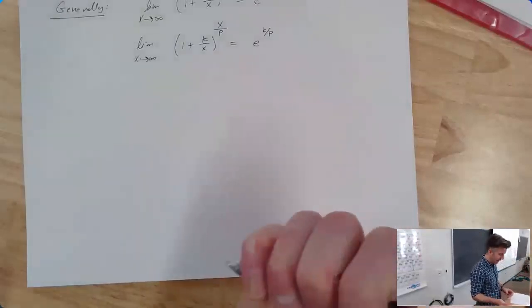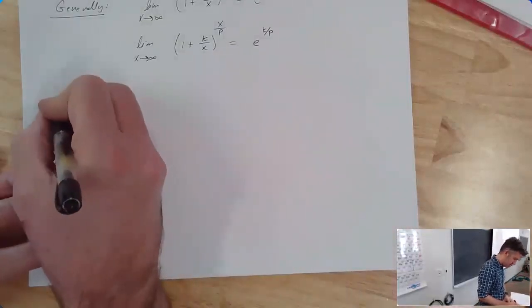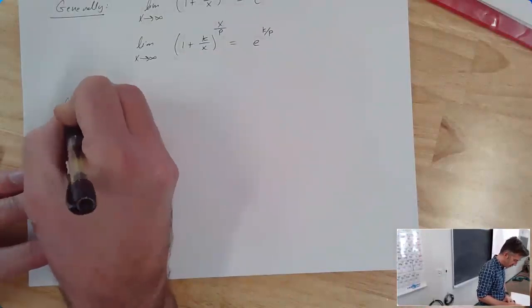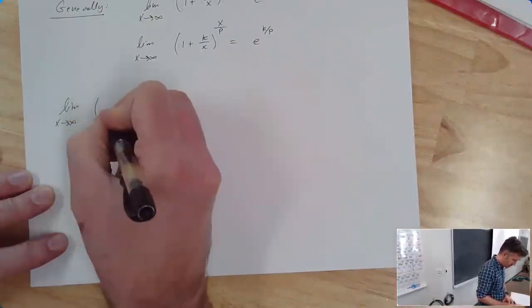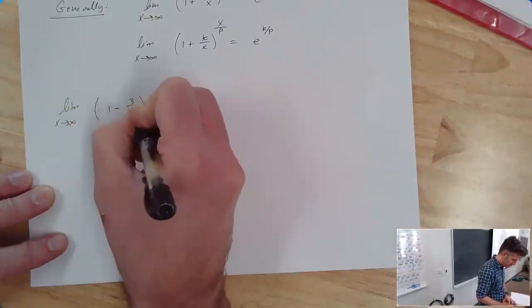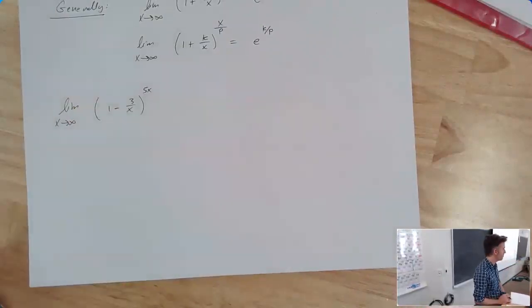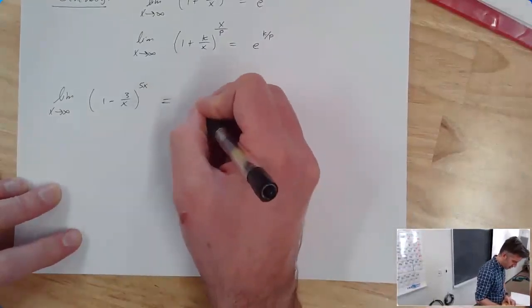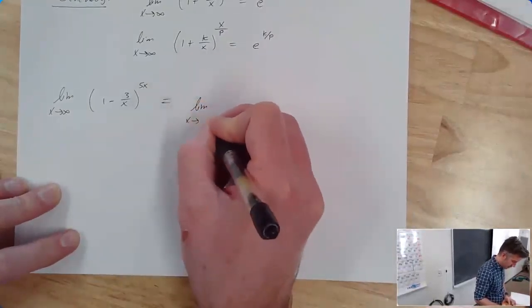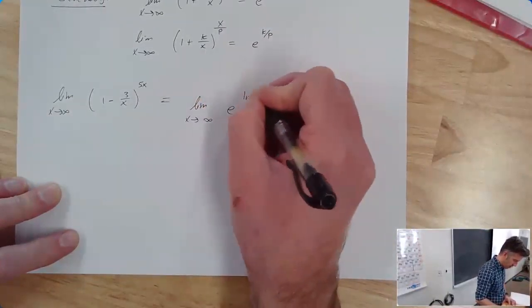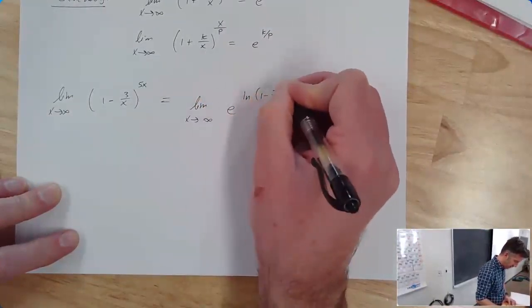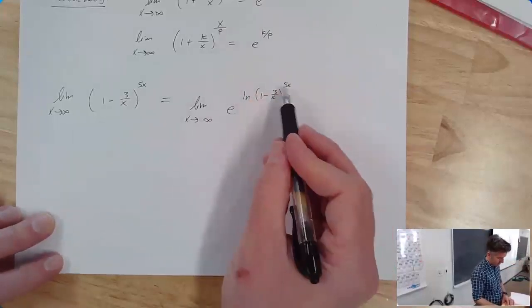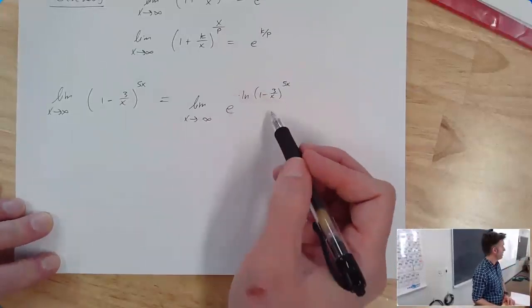But definitely, I've seen questions on tests, exams, homework problems where they say, find the limit as x goes to infinity of 1 minus 3 over x, to the 5x power. And I'm pretty sure the answer is going to be e to the negative 15th power. But we can check, right? We can do the work. It's going to be the limit as x goes to infinity of e to the natural log of 1 minus 3 over x, to the 5x. We're going to bring the 5x down, and then down below is its reciprocal.